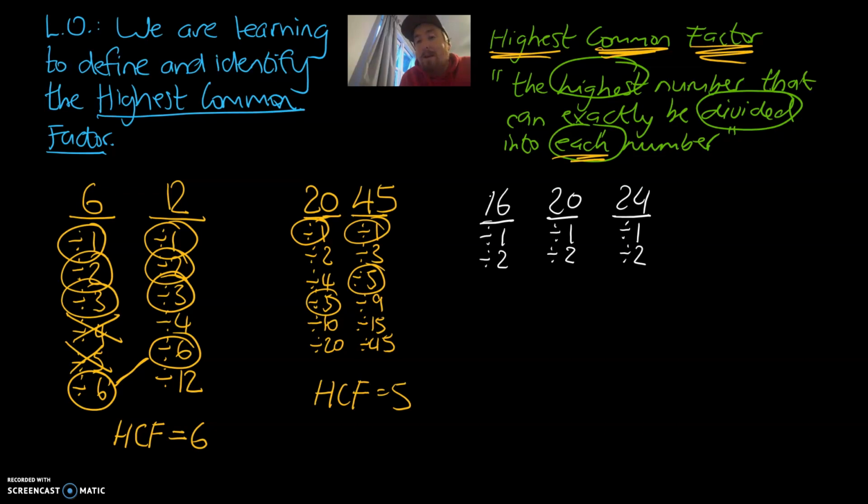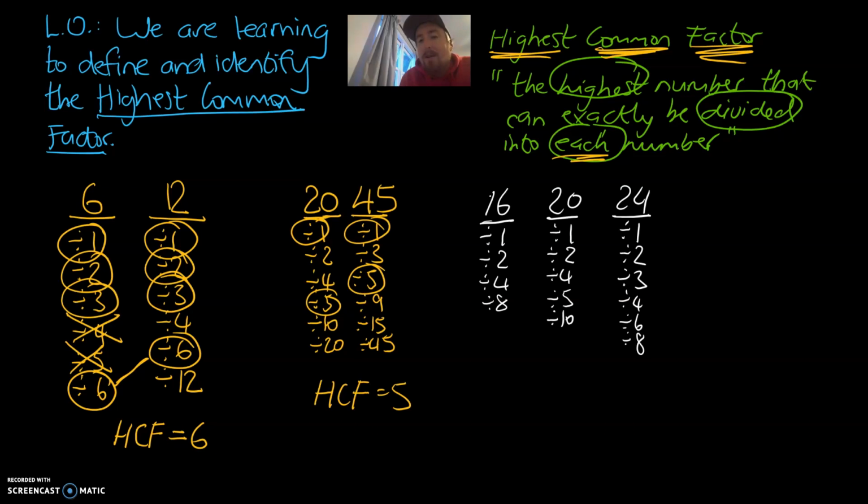Can any of them be divided by 3? Not 16, not 20, but 24 can. 24 divided by 3 is 8. Can they all be divided by 4? Yes. 16 divided by 4 is 4. 20 divided by 4 is 5, and 24 divided by 4 is 6. Can any of them be divided by 5? Just the 20 by the looks of it. Then what about 6? Just the 24. 7 looks like none of them can be divided by 7. 8. The 16 and the 24 can be divided by 8. 9, no. 10, yes, just the 20.